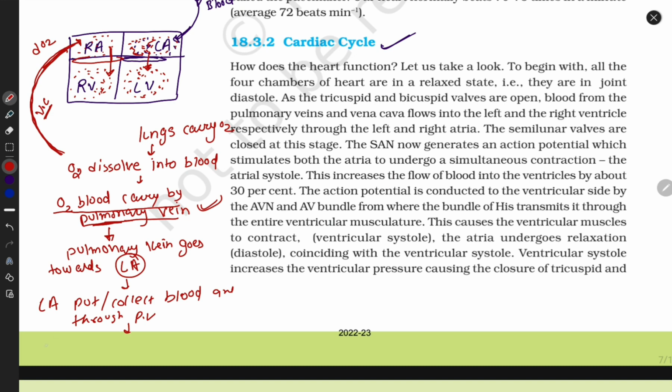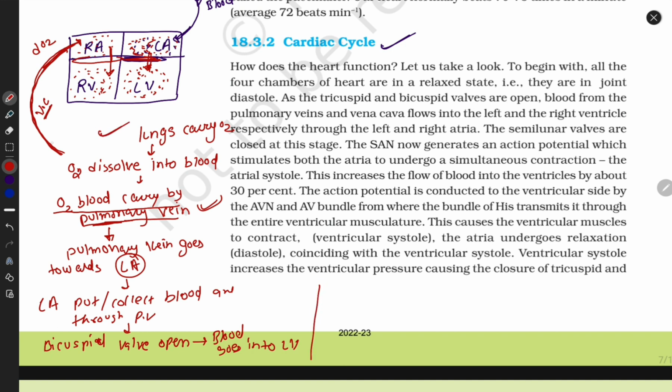Now the bicuspid valve, look here, we can also call it the mitral valve, opens, and now blood goes into the left ventricle. Is this clear? This term is clear or not? This is clear. This is the flow chart.